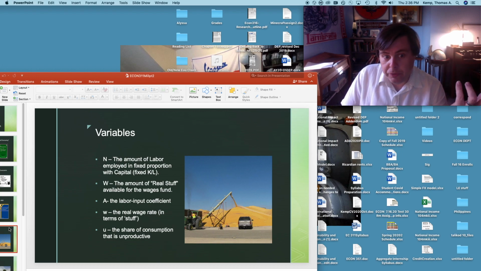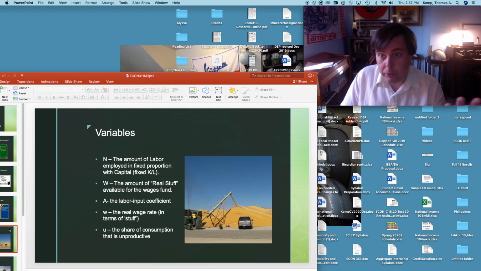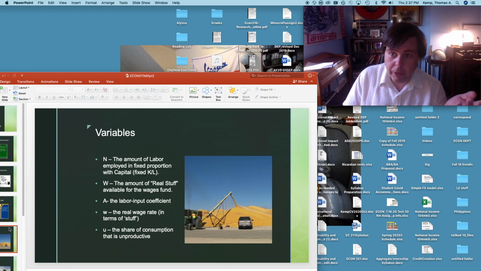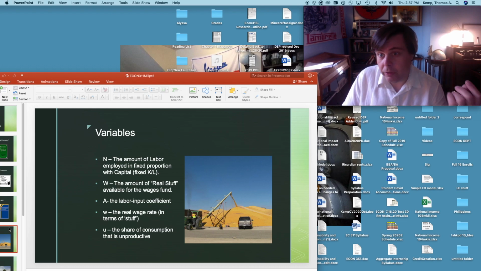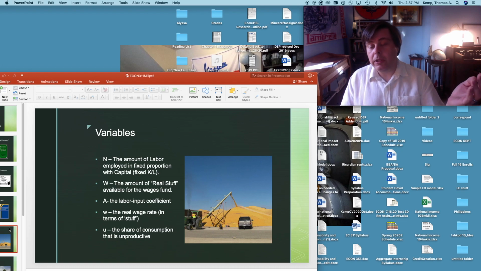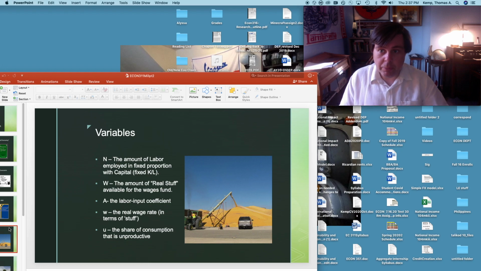W is the wages fund, or the amount of real stuff available. So here in this PowerPoint, you see there's a big pile of corn. That's the idea of a wages fund. Or, right now it's fall outside, so all the squirrels are running around gathering up nuts, and storing a pile of nuts for winter. That's the idea of a wages fund. That is, it's a stock of working capital that we can employ to create the next round of production. Okay.